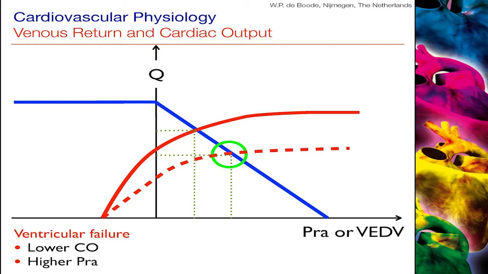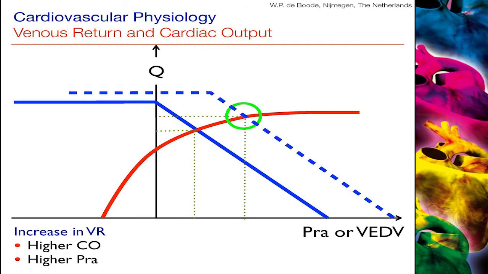What happens when we increase venous return? What that will do is, we'll go over there, that's the point where the cardiac output equals venous return. You get a higher cardiac output at a higher right atrial pressure.